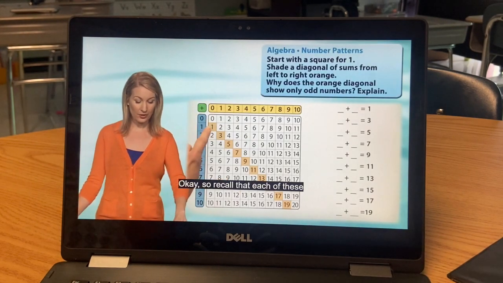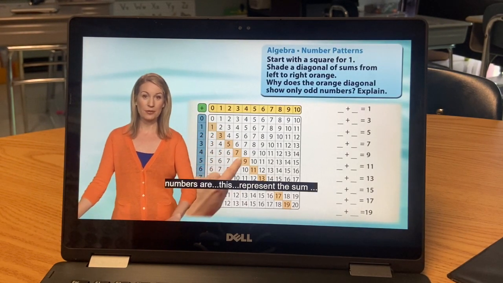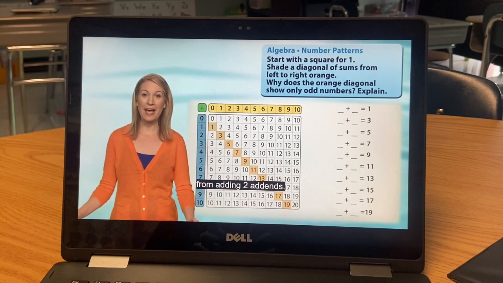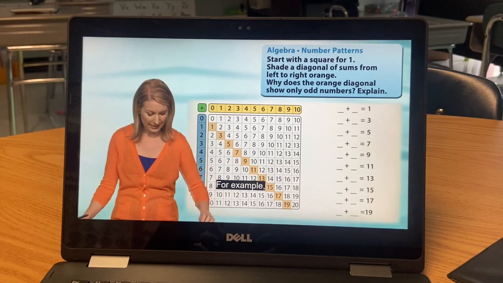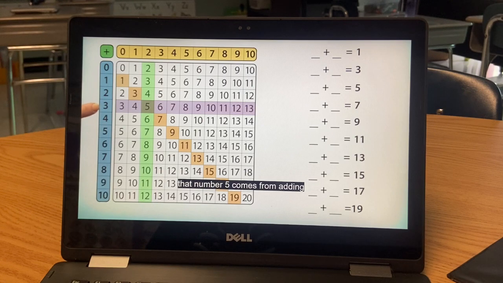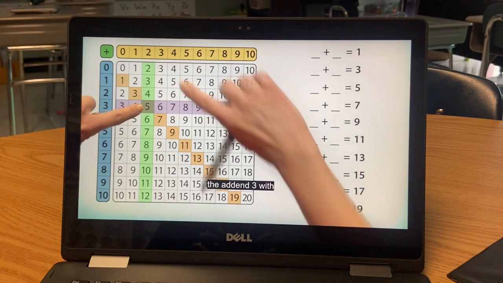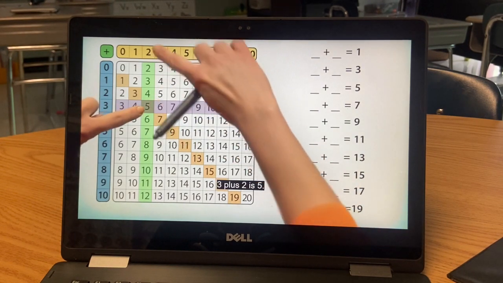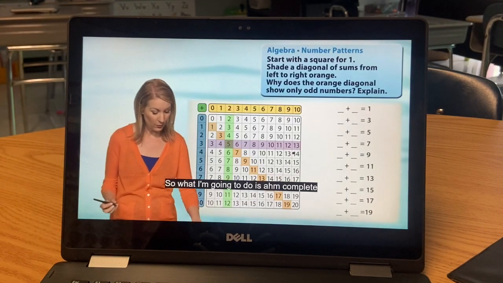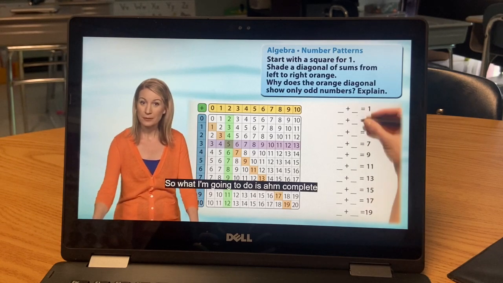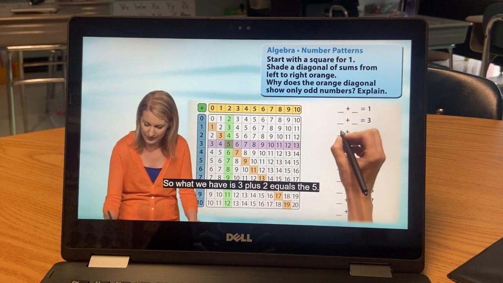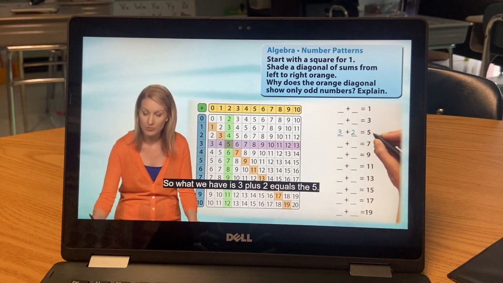Recall that each of these numbers represents the sum from adding 2 addends. For example, that number 5 comes from adding the addend 3 with the addend of 2. 3 plus 2 is 5. Great. So what I'm going to do is complete all of these addition sentences right here. So what we have is 3 plus 2 equals 5.